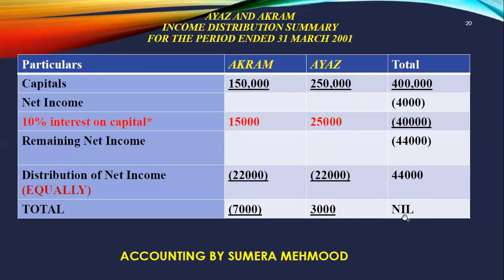Come towards the verification part. In the verification part, I have to do the horizontal calculation. Minus 7,000 plus 3,000 is equal to minus 4,000, which is equal to your net loss. It means your answer is correct.